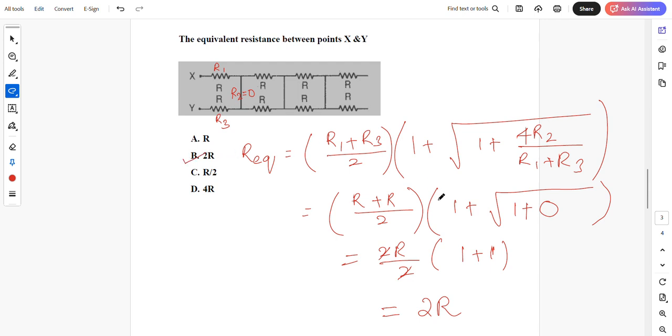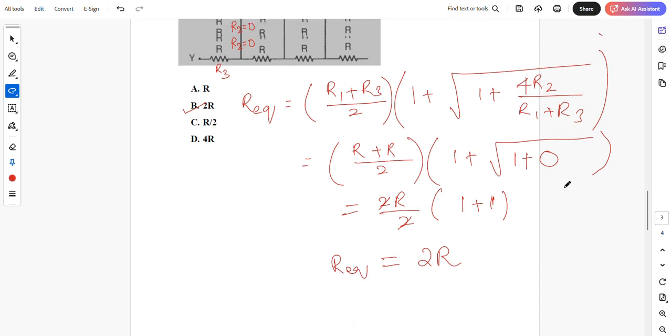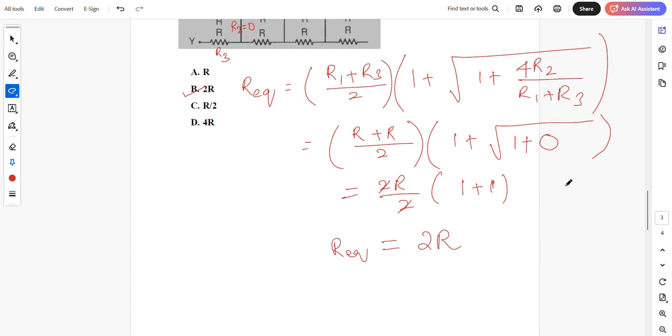2R. But this can be done directly by what? We know that, see, here the circuit is given like this.